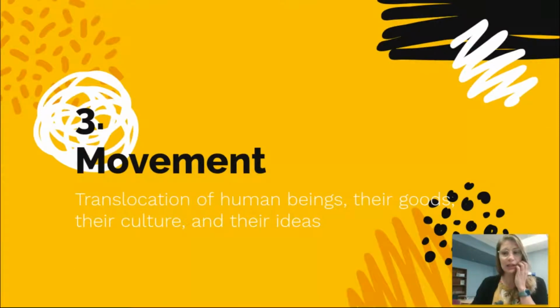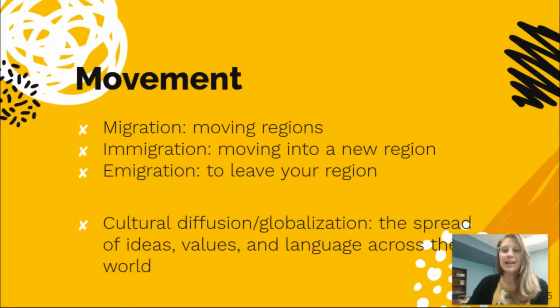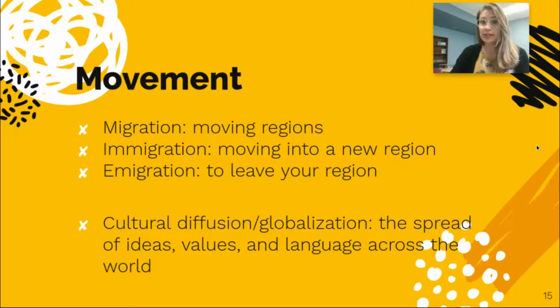Movement is our third theme, and it is the translocation of human beings, their goods, their culture, and their ideas. There are many aspects to movement. We have migration, which is moving regions. We have immigration and emigration. So there is an I immigration and an E emigration.